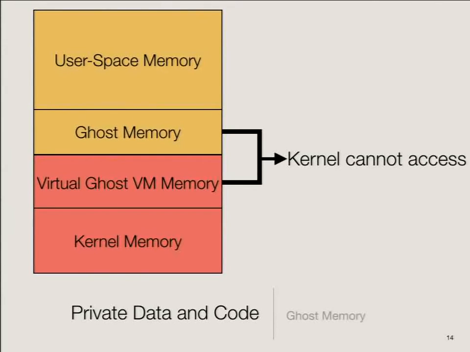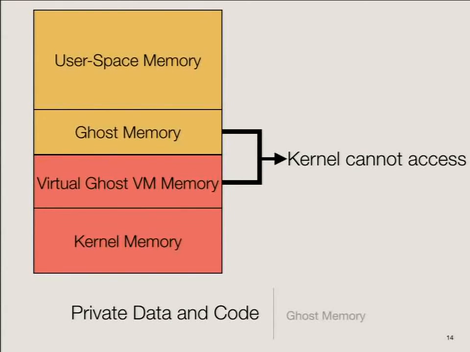The first one is ghost memory. Ghost memory is memory that the application is allowed to read and write, but the operating system kernel is not allowed to read and write. So this is where the application is going to put its private data and its private code.